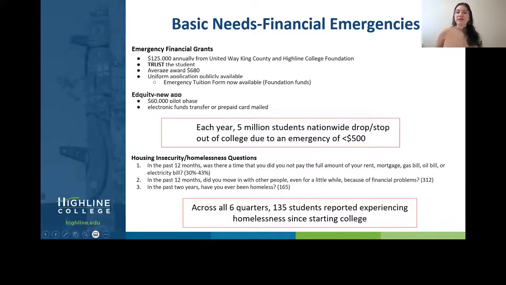And then the last couple little facts I wanted to share about this portion here. According to Edquity, each year, 5 million students nationwide drop or stop out of college due to a financial emergency of less than $500. And across all six quarters we were collecting this survey, 135 students reported experiencing homelessness since starting college with us. What I think is really powerful about that figure is that they're still students. We only know this because they're still here with us. So they started school, then experienced homelessness, and are still here with us to tell us about it. I think that's pretty remarkable.